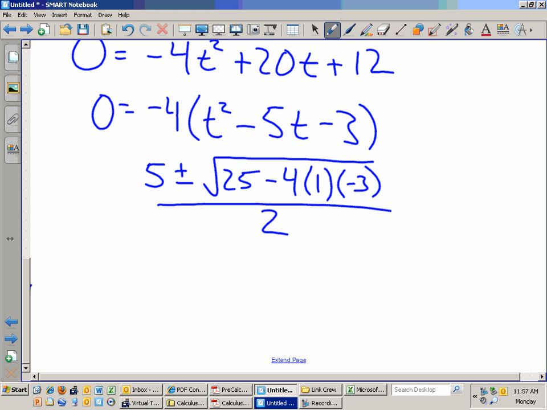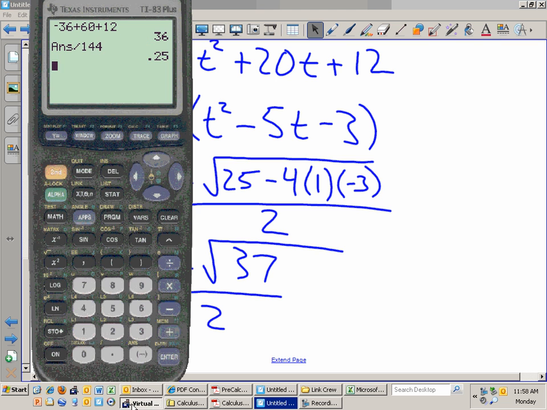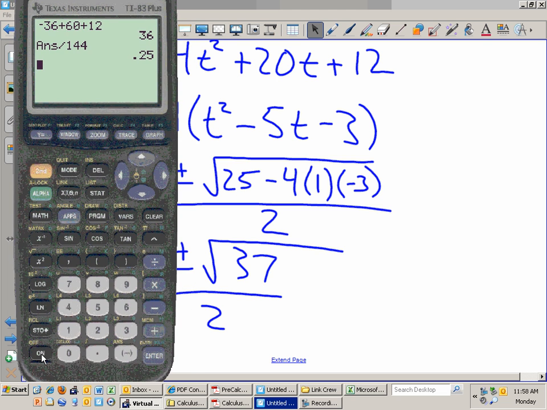Minus 4ac. So I get 5 plus or minus the square root of, let's see, negative 4 times 1 times negative 3 is positive 12. So 25 plus 12 is 37, divided by 2. So I'm going to get 2 results there, and I can figure these out.